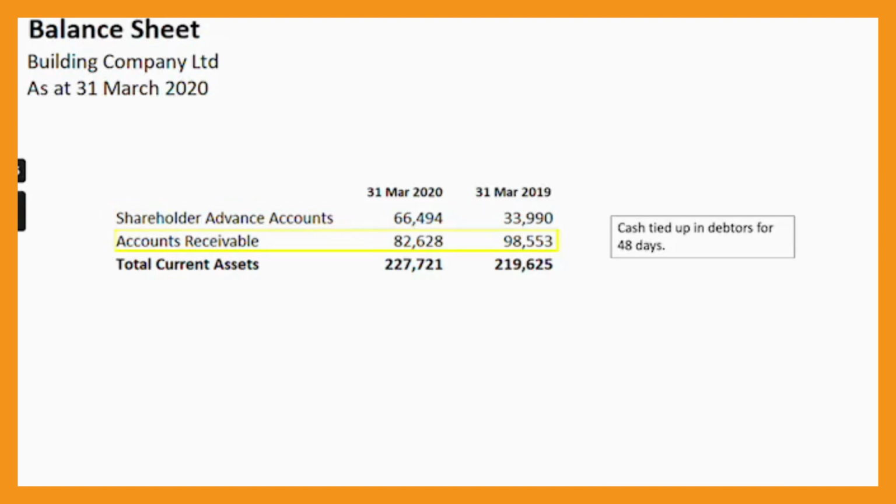Accounts receivable, or debtors, have reduced to 82,628, which has freed up a bit of cash compared to last year. By referring to the trading account, we can calculate that this is taking 48 days to collect debtors. If payment terms are 7 days, there's a significant amount of cash tied up here.